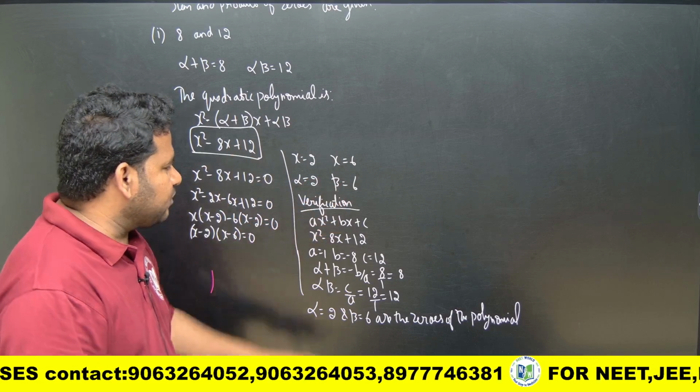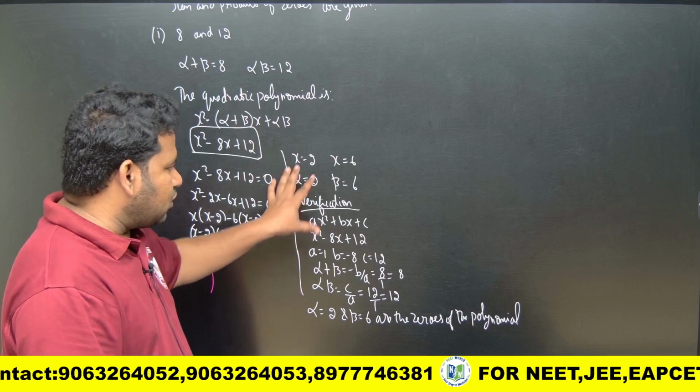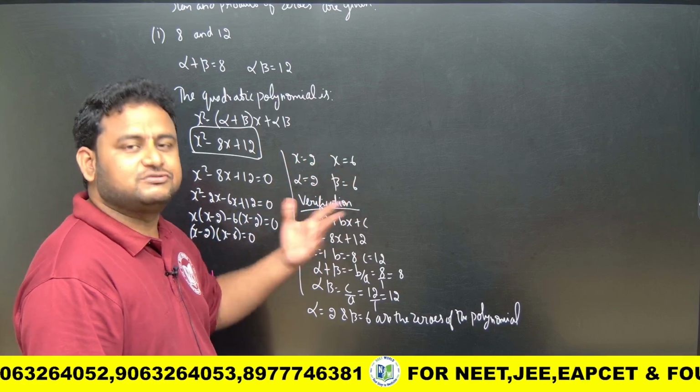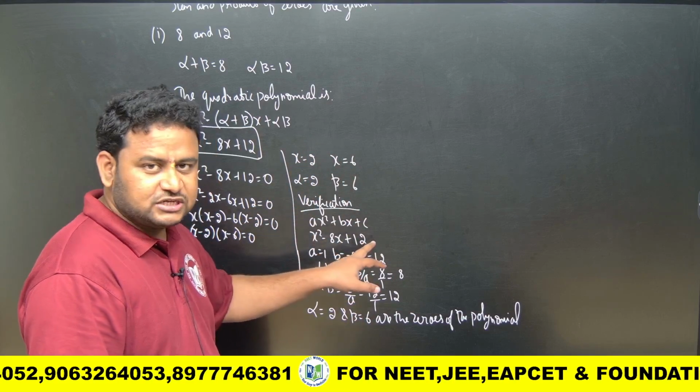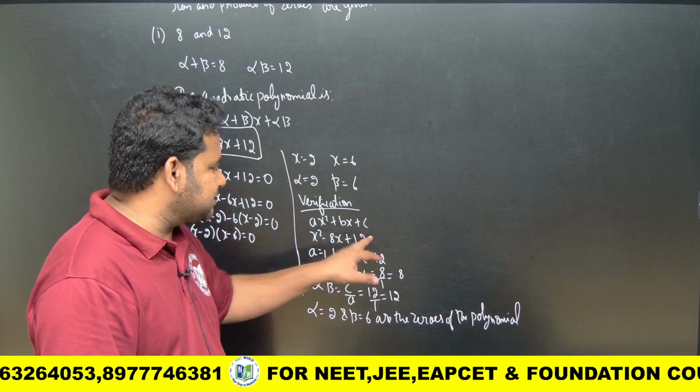Now what happens on verification? Already I got the values, I can write them, but let us verify. On verification, first I should write the standard form, that is ax square plus bx plus c.